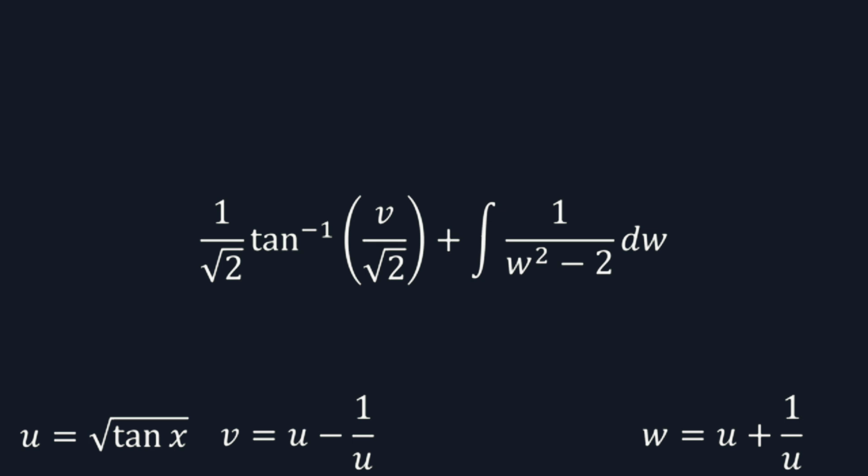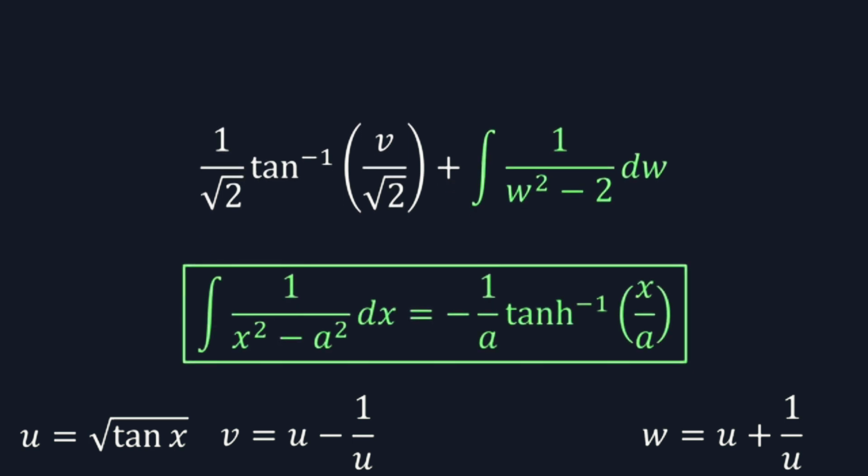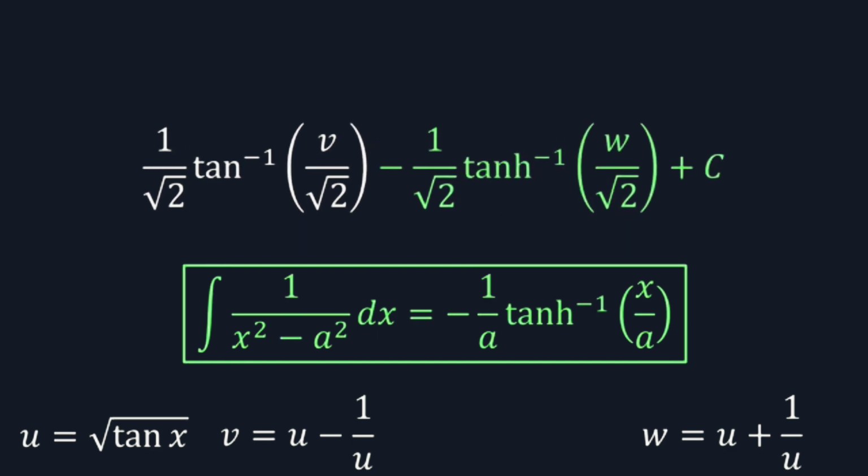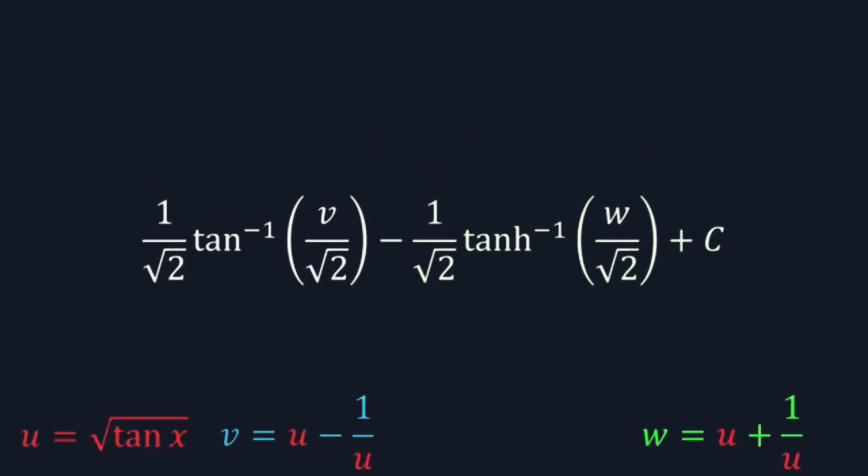very similar to the following general integral for the inverse hyperbolic tangent. However, we first need to write 2 in terms of a squared quantity, so we could simply replace it with the square root of 2 squared. After applying the formula, we end up with the following, where c is the sum of the integration constants for both the first and the second integral.